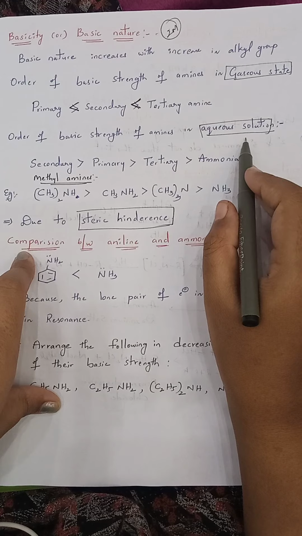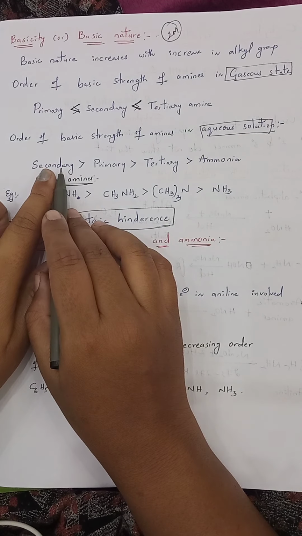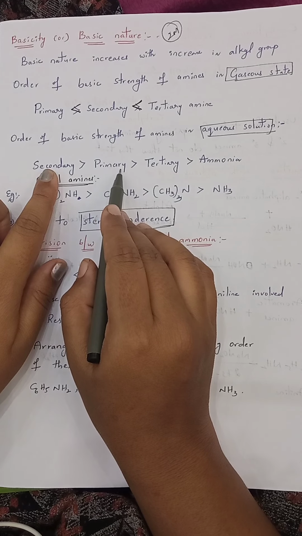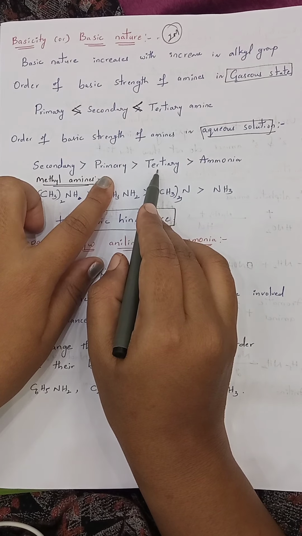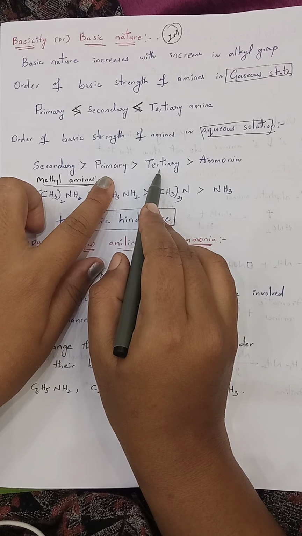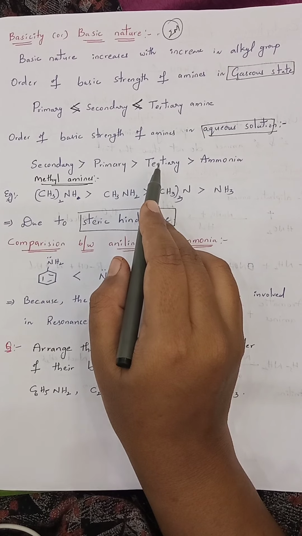In aqueous solution, the basic strength of amines is in this order. Secondary amines are more basic than primary. Primary is more basic than tertiary. Though the tertiary amines contain more alkyl groups, here its basic nature is decreased.